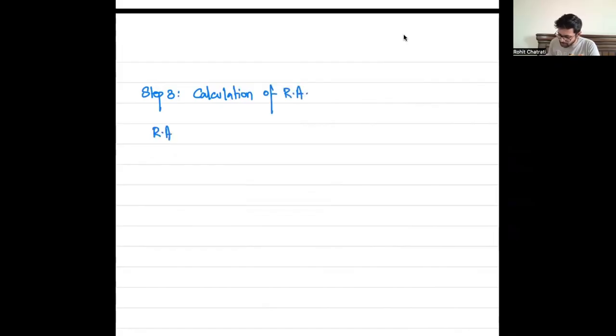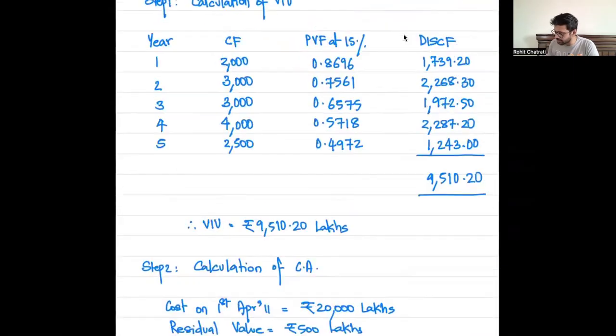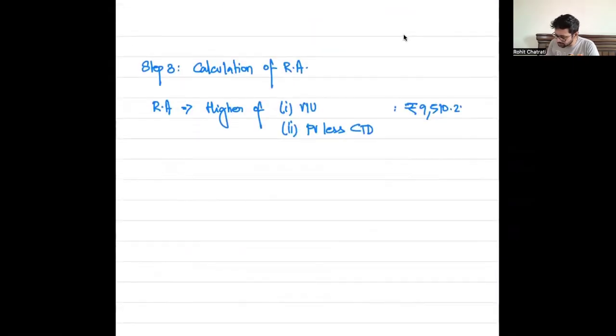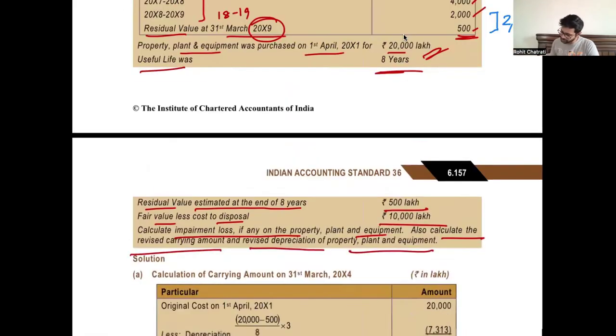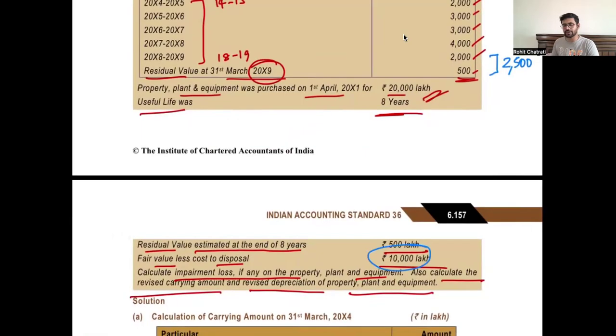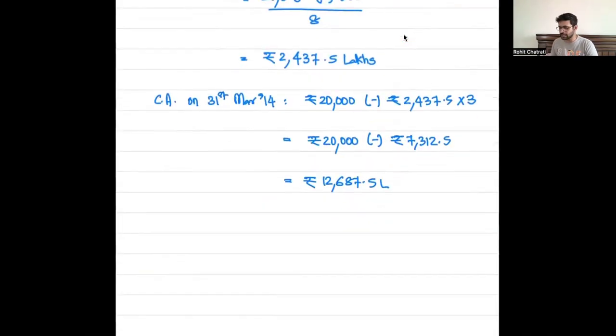Recoverable amount, same story again. It is the higher of value in use and fair value less CTD. Value in use we calculated in step 1 to be equal to rupees 9,510.20 lakhs. Fair value less CTD, I think, was given in the question as rupees 10,000 lakhs. Let's just quickly go and verify. It was given in the question as rupees 10,000 lakhs, right? Fair value less CTD is equal to 10,000 lakhs.